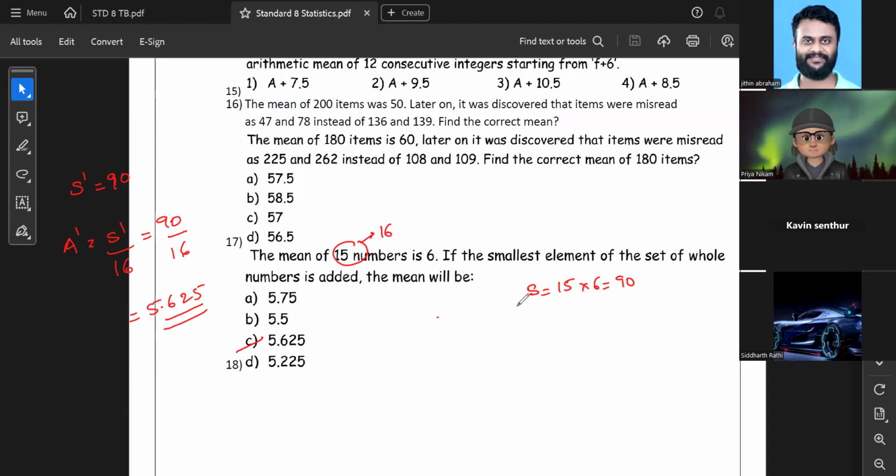Now what they have said is that they are going to add the smallest element of the whole numbers to this sum, which is 0. So your new sum is also equal to 90 only. But in an average, in the denominator we write the total number of elements. Previously it had 15 elements. Now 15 elements plus 0 is one more element. When you add that 0 element, the total number of elements becomes 16. Hence only your denominator changes. It becomes 16 from 15. I hope it's clear.